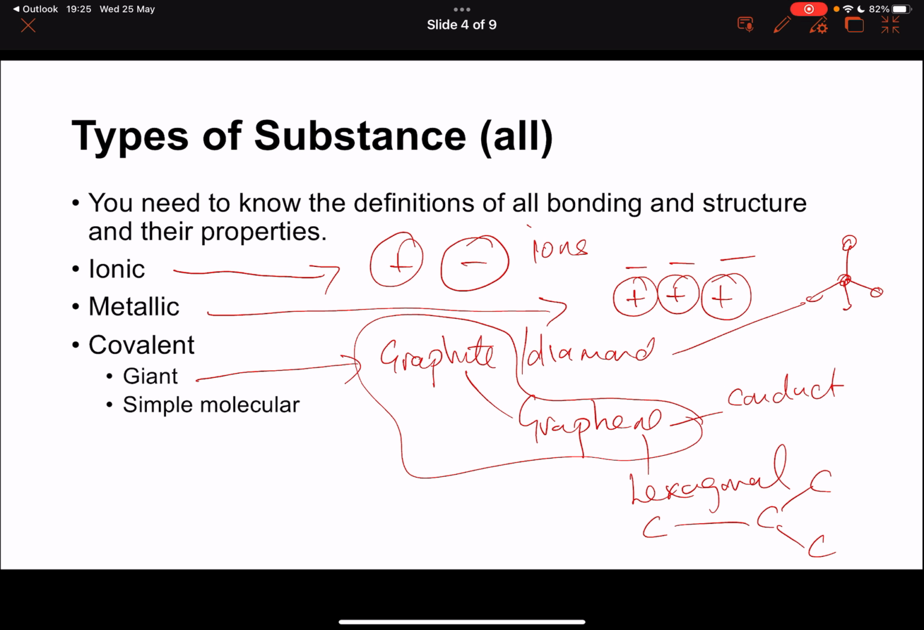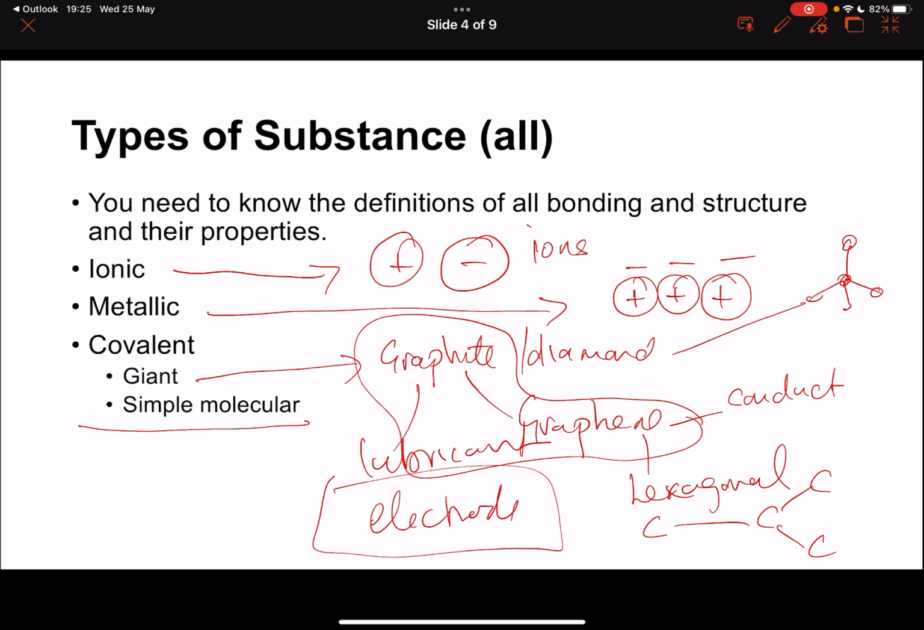Both diamond and graphite have strong covalent bonds between atoms which need lots of energy to break. Graphite is used as a lubricant and used in electrodes. In electrodes it has delocalized electrons, so it can conduct. It's used as a lubricant because it's a layered structure with weak intermolecular forces, so the layers can slide.